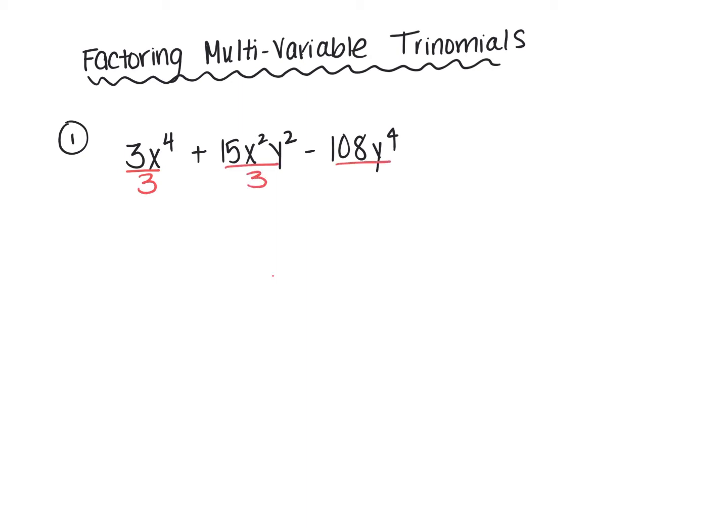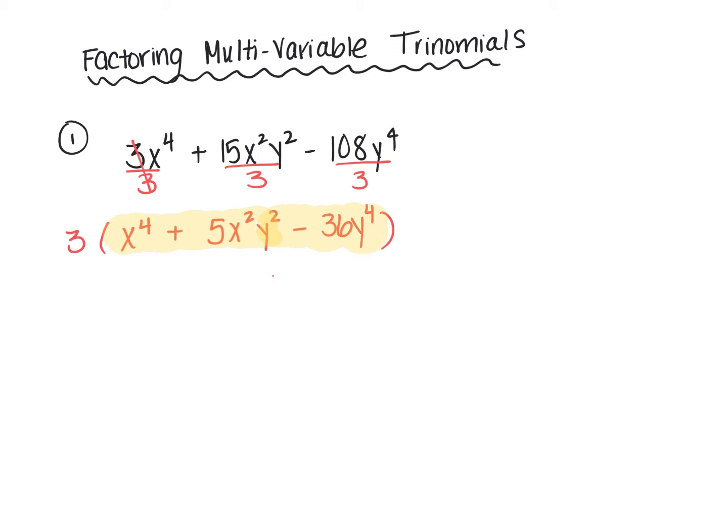We're going to divide all three pieces by 3, followed by an open parenthesis. The first two 3's will cancel. We're left with x to the fourth. When I divide 15x squared y squared by 3, we just get 5x squared y squared. And when I divide 108 by 3, we get 36, but now y to the fourth. So now the goal is going to be to factor this stuff here on the inside.